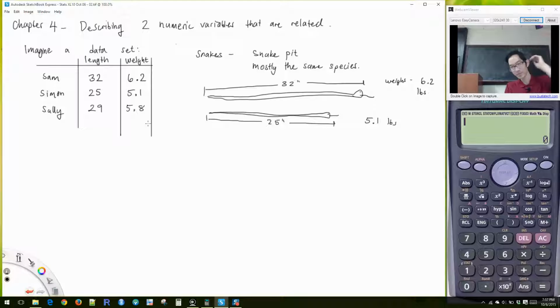Okay. So just imagine we collect data for 20 snakes. All right, is this okay? And we're going to graph these. We graph these with what's called a scatter plot.